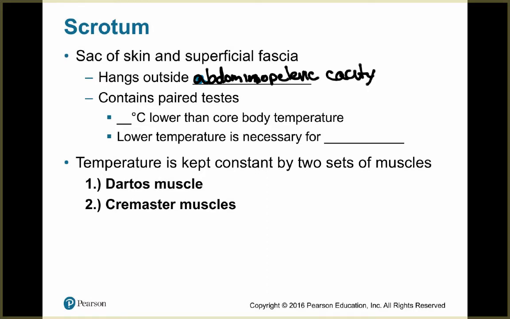It basically contains paired testes. Essentially, the scrotum has a midline septum that divides it in half, and each side has one testis within it. Because they're able to hang a little bit lower, they're 3 degrees Celsius lower than the core body temperature. And the lower temperature is necessary to help with sperm production.